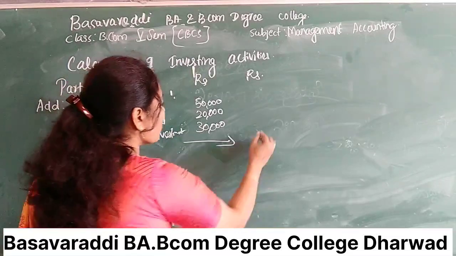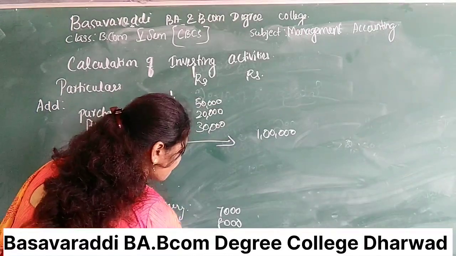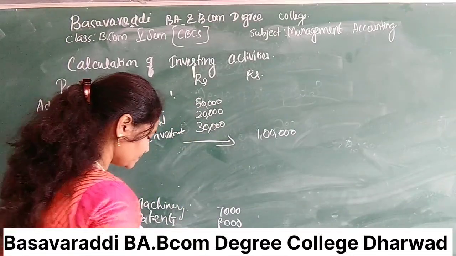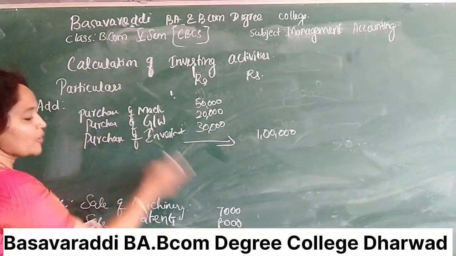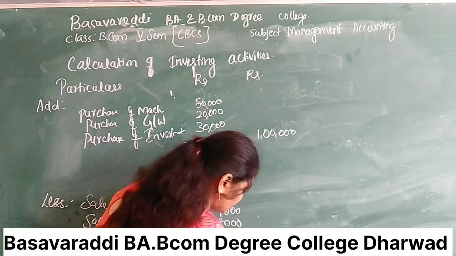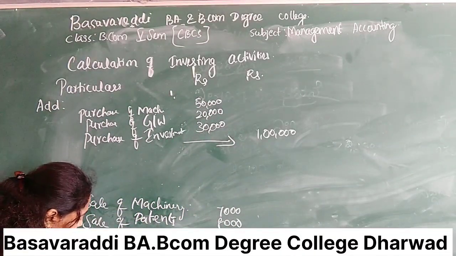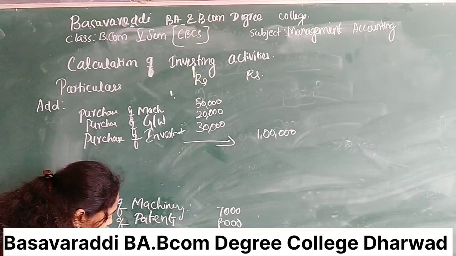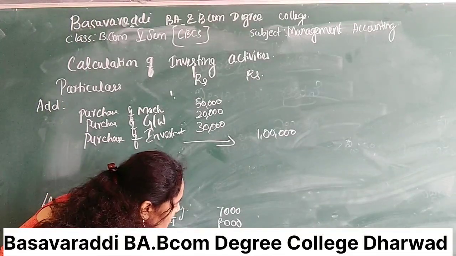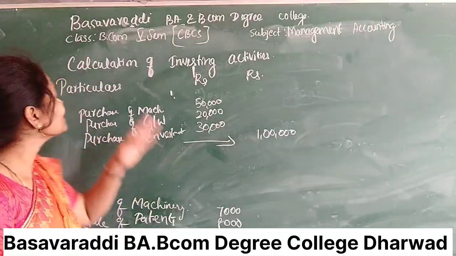The total of the additions is 1,00,000, and this one is 31,000. These two you have to less. You get 69,000. The name is cash used in investing activities. So I hope you understand.